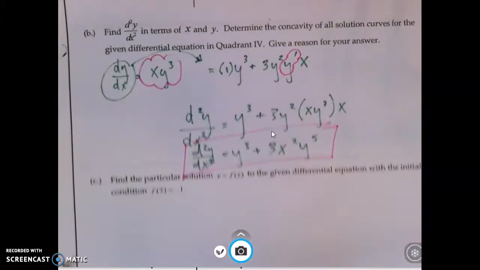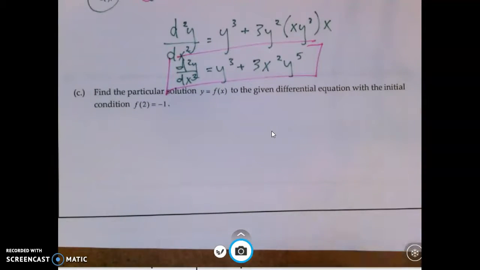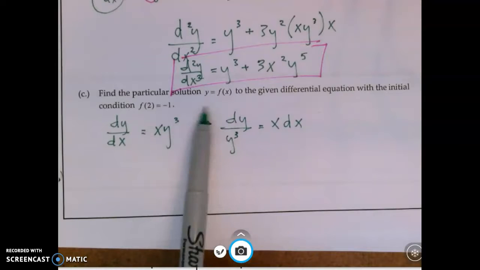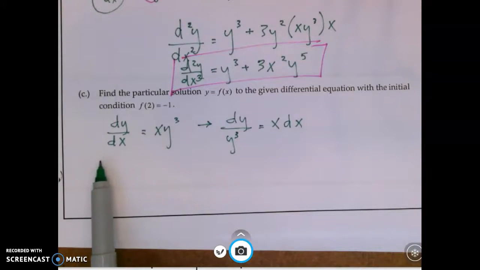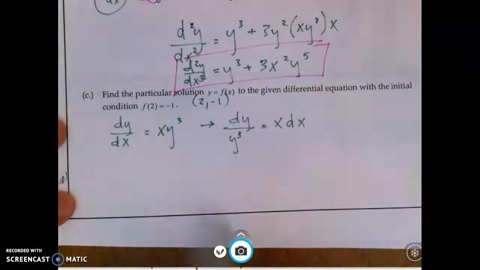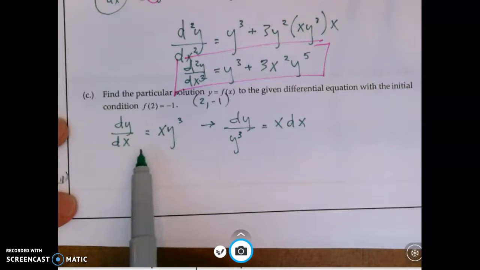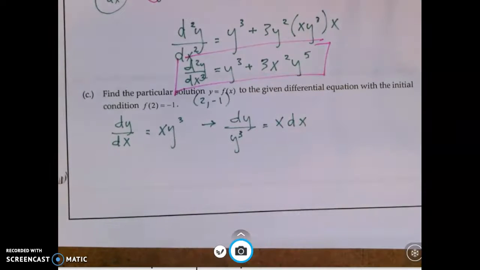Okay, last one here. Find the particular solution, y equals f of x, to the given differential equation with the initial condition f(2) equals -1. That's the coordinate point (2, -1). So here's our original differential equation. We want to move all our y's to one side and all our x's to the other.